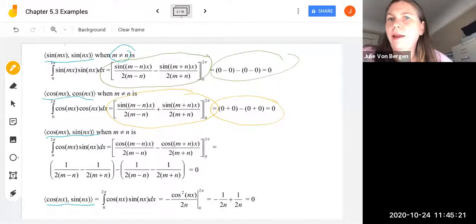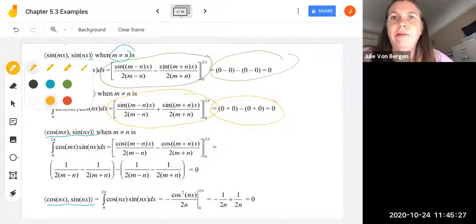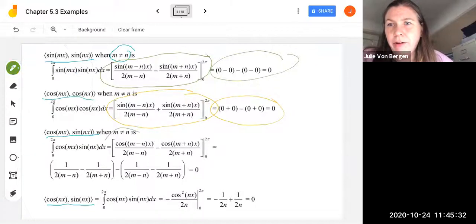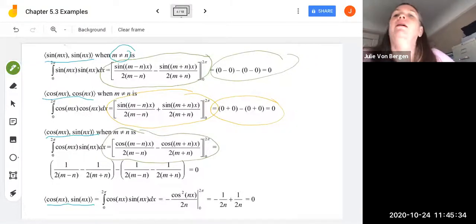Now let's take a look at if we've got cosine of mx and sine of nx, where m and n are different values here. So then when we integrate that product, we get this formula. Cosine of (m minus n)x over 2(m minus n) minus cosine of (m plus n)x over 2(m plus n) evaluated from 0 to 2 pi. And so when we plug these in, we're going to get some cancellations here.